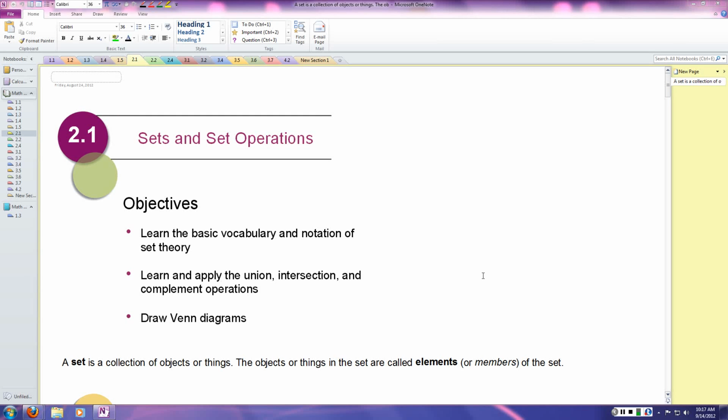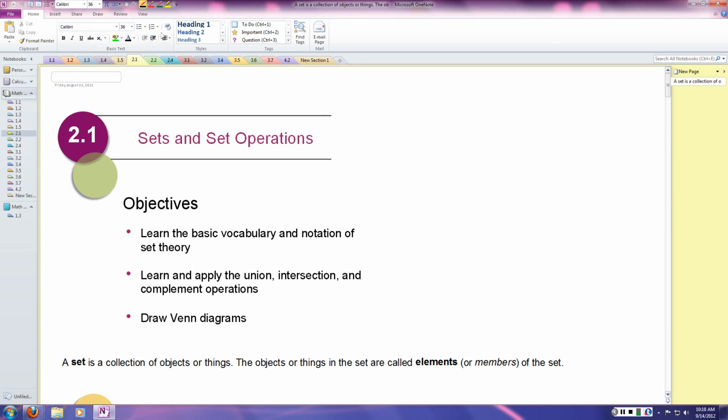Welcome to lecture 2.1, sets and set operations. We're going to talk about the basic vocabulary and the notation of set theory. This is a branch of mathematics which is beneficial when we talk about probability and also beneficial when you get to statistics. We won't go too in detail about it, we'll just skim the surface.